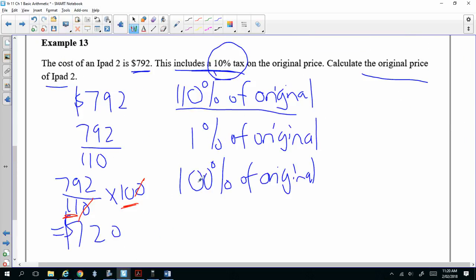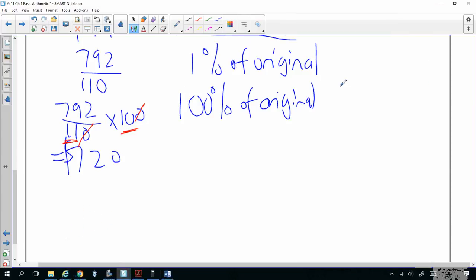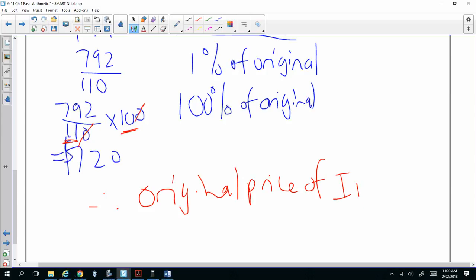If you do, now obviously if I just go 792 times by 90%, that's not going to be correct because you will get a different answer. If I increase this answer by 110%, you're not going to get the price of the iPad with the GST, with the 10%. It's different. However, if I do 720, include the 10% tax, you will get 792, so that's correct. So we should write a conclusion: therefore, the original price of iPad 2 is 720.